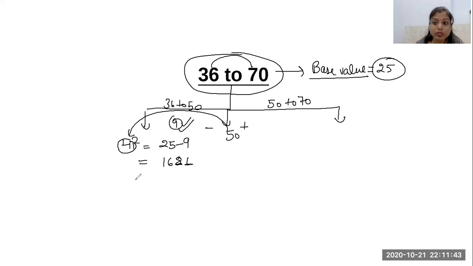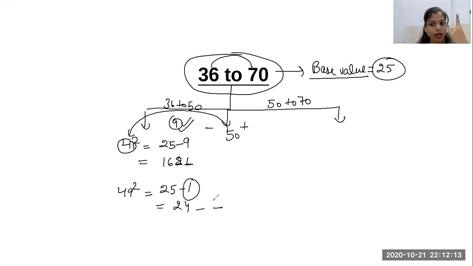But if we don't get two digits, then what do we do? Let's take another example, guys. The number is 49. How much is it less than 50? That is 1. Then 25 minus 1 is 24, and then we put the two-digit square of 1, because 49 is less than 50 by 1, and the square of 1 is also 1. We got only a one-digit number.